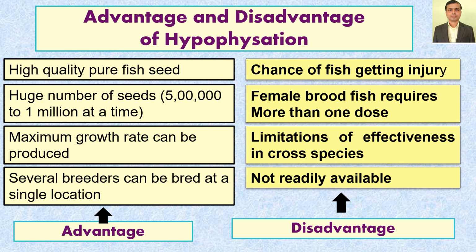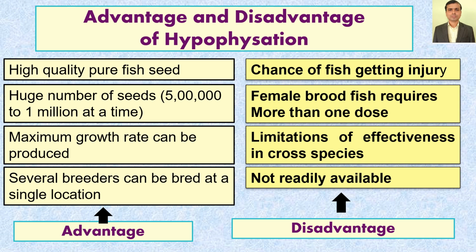Maximum growth rate can be produced by selective breeding technique while doing the hypophysation. Several breeders can be bred at a single location, and the most important advantage of induced breeding is that the same female fish can be used more than 2 times in a year, which is not possible by natural breeding. In natural breeding, fish breed only once in a year, but in the hypophysation technique, 2 to 3 times in a year.